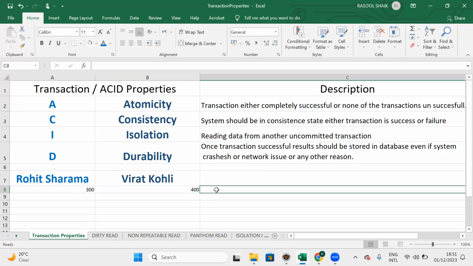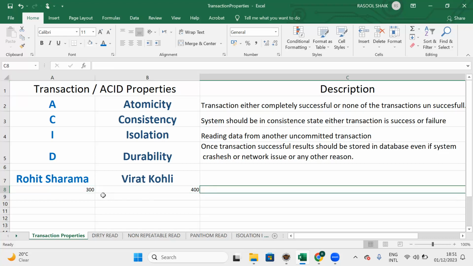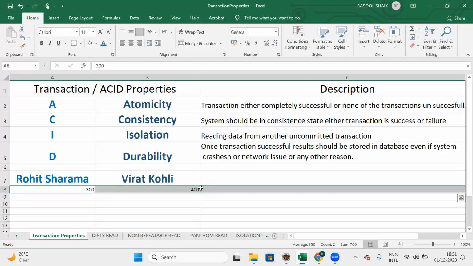So the system should have consistency. Both the sum of the bank account balances should be the same even if the transaction fails. Before the transaction, let's assume Rohit Sharma transferred an amount to Virat Kohli, and the transaction failed. If it is failed, both the bank account balances should remain the same, 700.